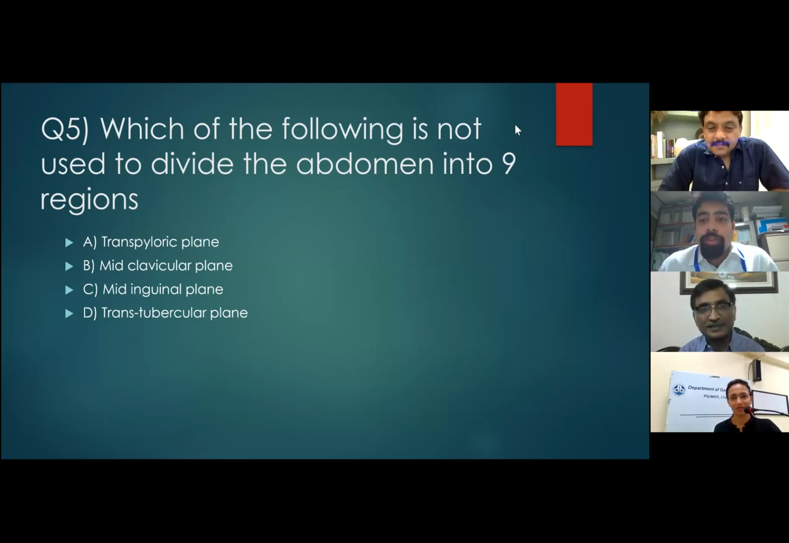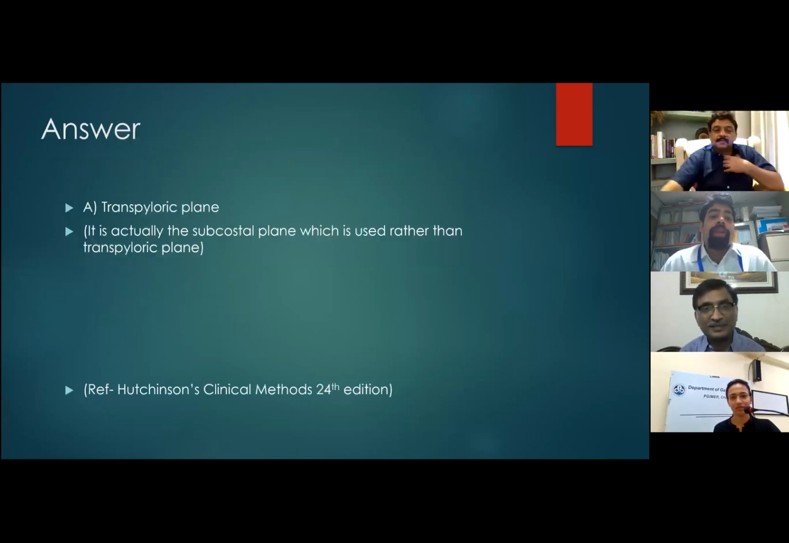So we'll come to it later, but the correct answer is transpyloric plane. It is actually the subcostal plane which is used, and my reference for this is Hutchinson's Clinical Method, the latest edition. So we don't use the transpyloric plane. In fact, the upper horizontal plane is the subcostal plane, the lower horizontal plane is the transtubercular plane, and the 2 vertical planes are the ones which pass between the mid-clavicular point above and the mid-inguinal point below.